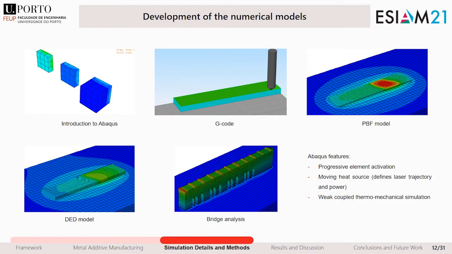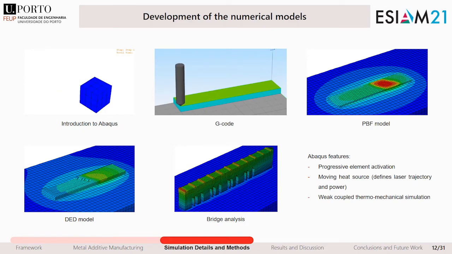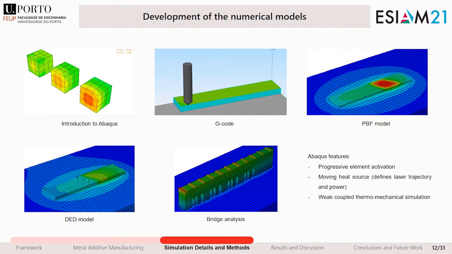As regards the development of the numerical models, we can refer that those models were built in Abaqus using a plugin for additive manufacturing. Progressive elements activation is permitted. The moving of the heat source is performed based on a G-code post-processing. Weakly coupled thermomechanical simulation is also allowed. The laser powder bed fusion and the direct energy deposition specificities are allowed in simulations. For example, in laser powder bed fusion, a complete layer of elements is activated, replicating the recoater action.